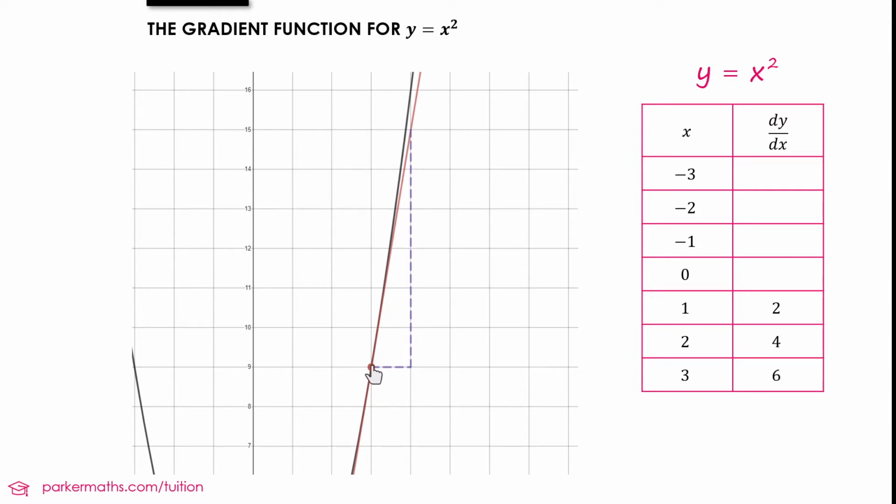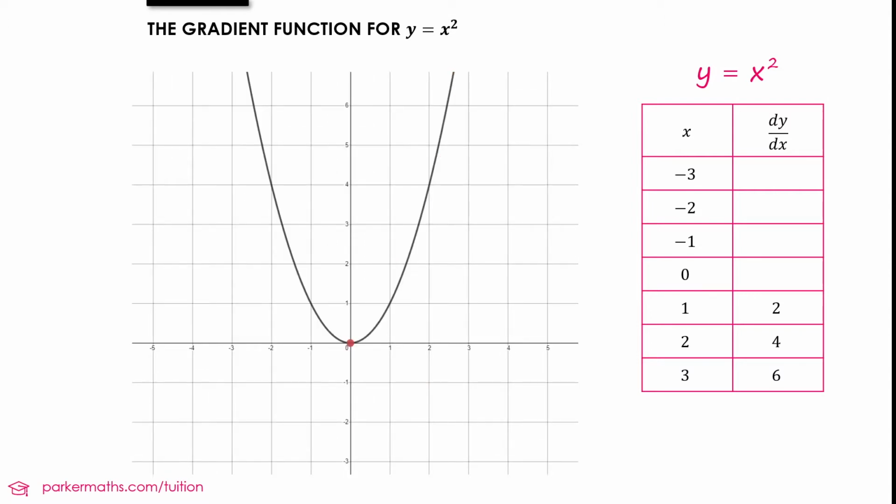Let's move down on our curve a little bit and do 0 next. So at x equals 0, if we draw a tangent, we end up with a horizontal line. And that tells us at x equals 0, dy dx equals 0. Let's try some negative values. Here's a tangent drawn at -1. This time we can see for every unit we move in the positive x direction, we move 2 units downwards. That tells us we have a gradient of -2. So at x equals -1, dy dx equals -2.